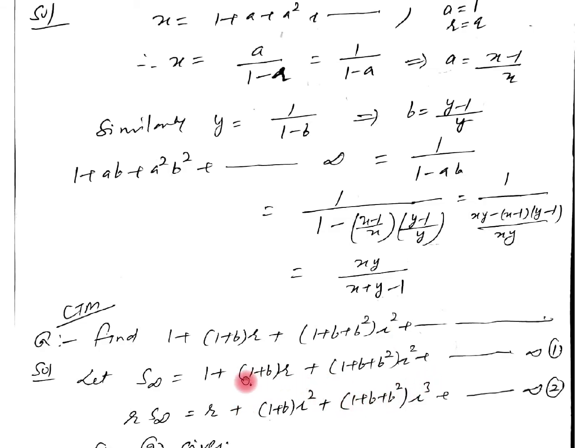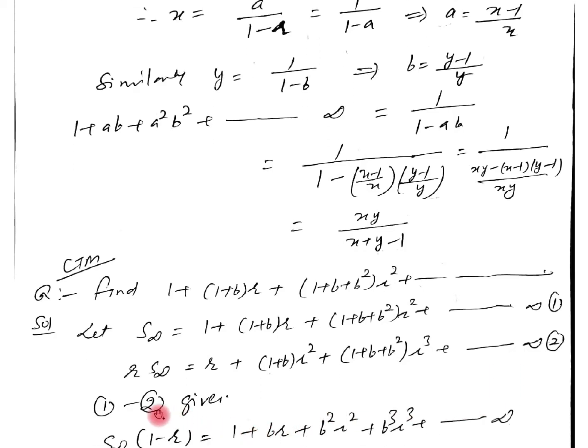Now what we have to do here in this question? We have to multiply by the common ratio, because it is 1, it is r, it is r square. Now we are multiplying both sides of equation 1 by r. Left hand side becomes r into s infinity. When I multiply the right hand side, it becomes r plus 1 plus b into r square plus 1 plus b square into r cube, and so on.